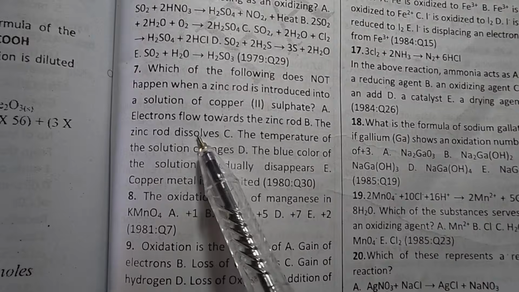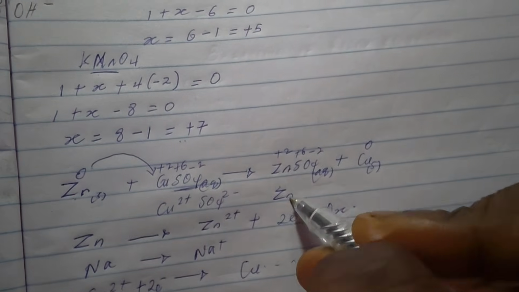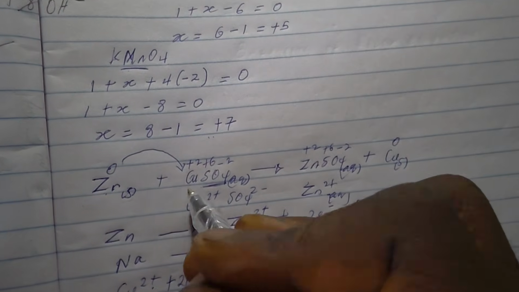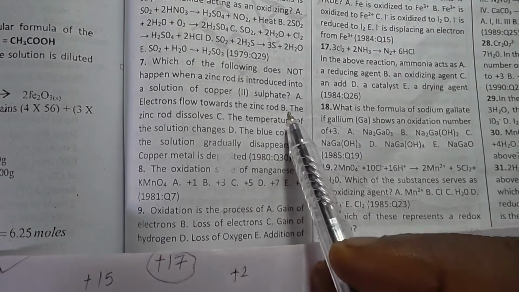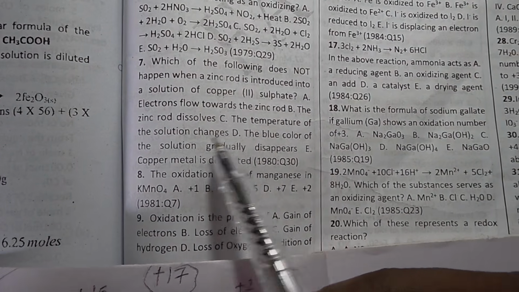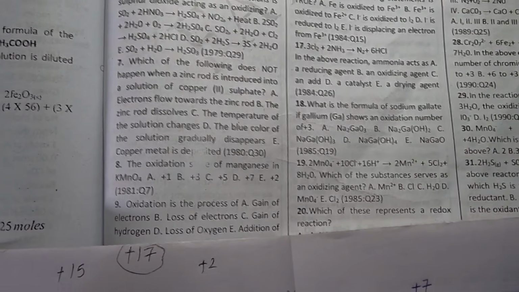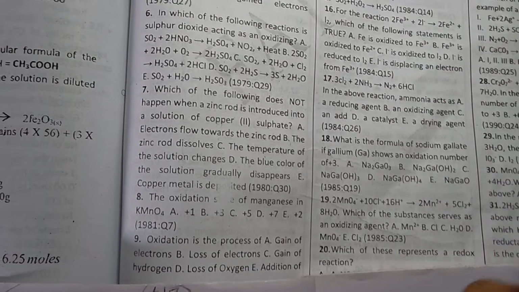B, the zinc rod dissolves. Yes, the zinc rod was solid, then it dissolves into aqueous. So it will now form Zn2+. So that means it has dissolved in solution, but it was solid here. While the copper that was in solution before becomes solid. So that is true. Option B is true. The zinc rod dissolves. C, the temperature of the solution changes. Yes, during this reaction, temperature changes. It can either be exothermic or endothermic, and the dissolution of metal should be exothermic.